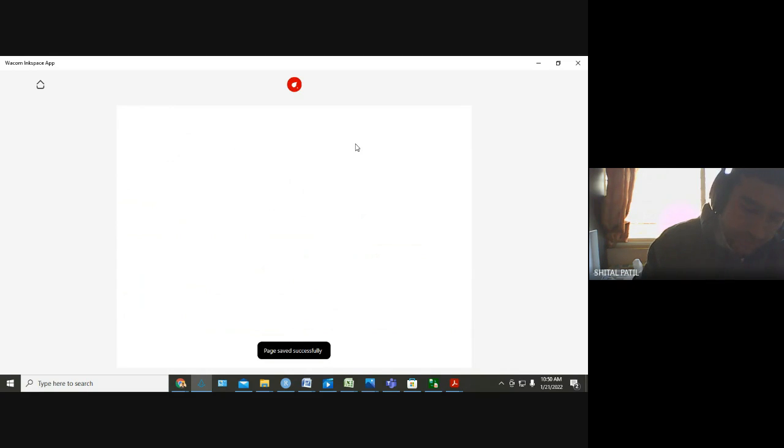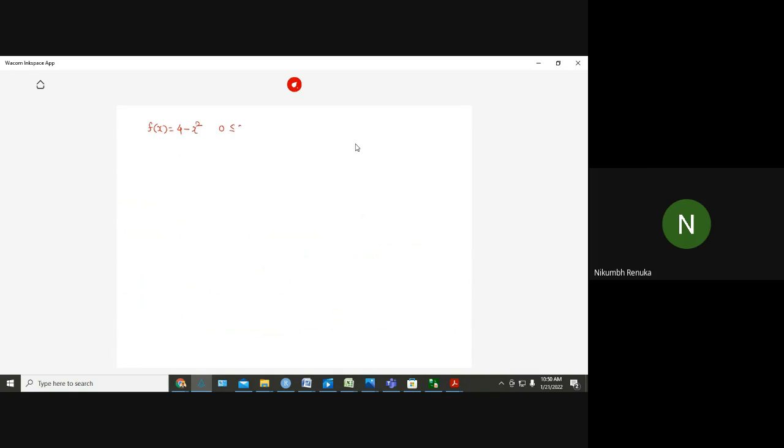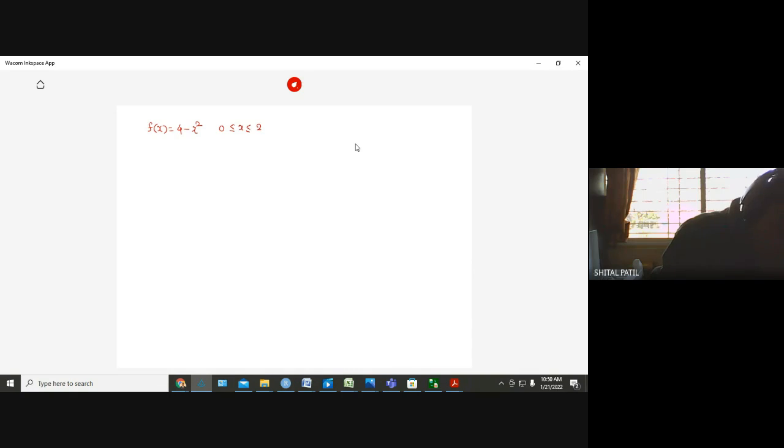I forgot to change the page. f of x equal to 4 minus x square, and the interval was x between 0 to 2, right? So I think you understand this. This is y equal to 4 minus x square, or in other words, can we write like this? x square equal to 4 minus y.